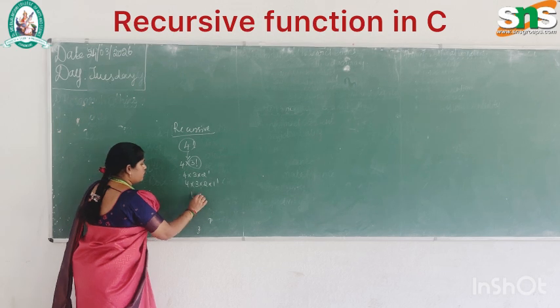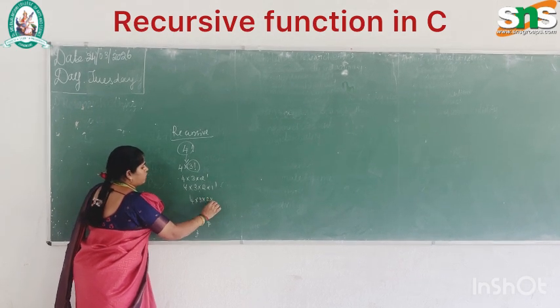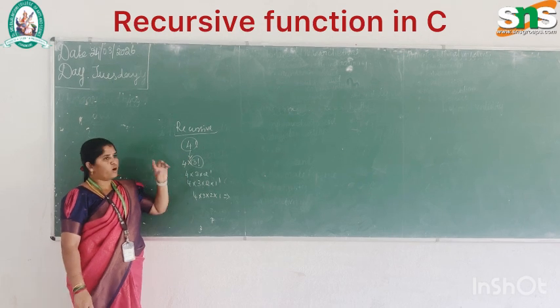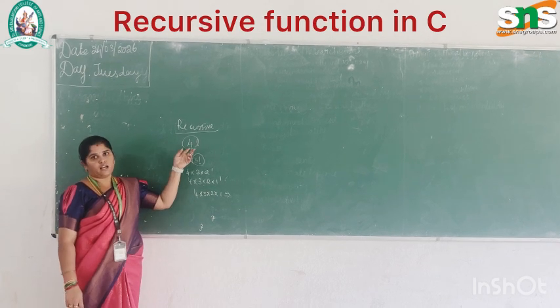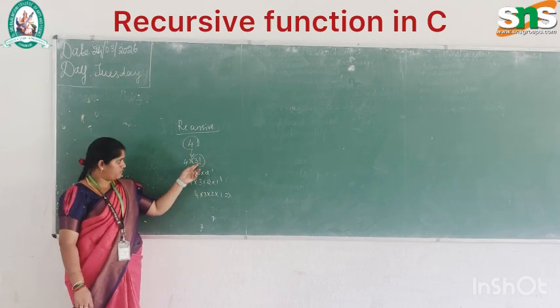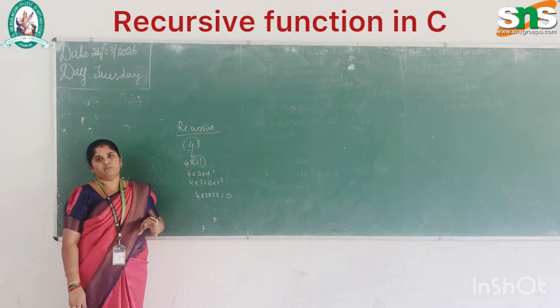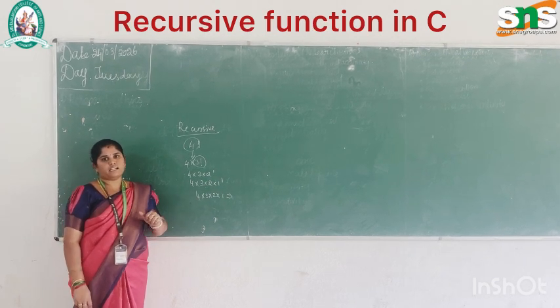So the value for 4 factorial is this. What I have to find is 4 factorial, but indirectly I am finding 3 factorial, 2 factorial, 1 factorial. That's why the factorial of a given number is a good example for a recursive function.